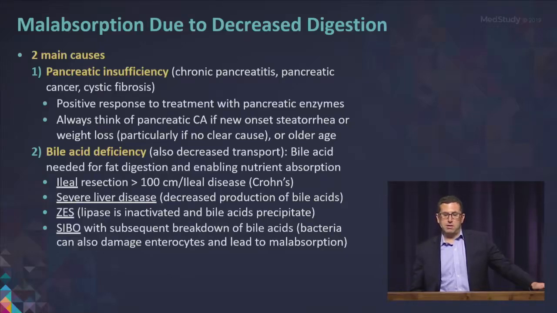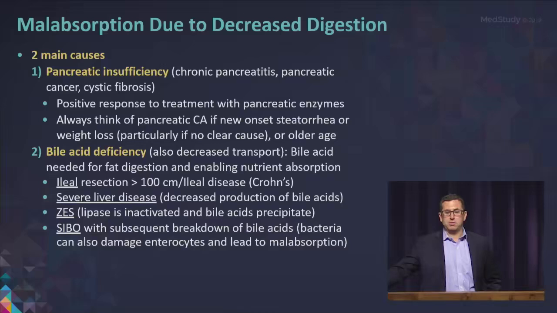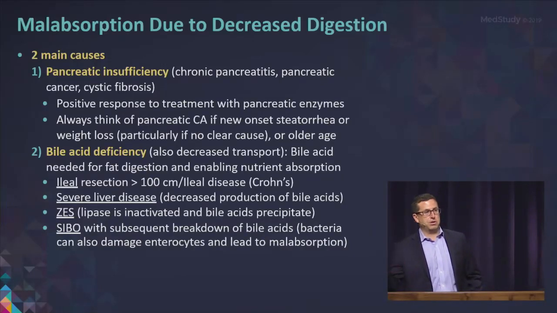So now we're going to switch gears and talk about decreased digestion as a cause of malabsorption. Really, there are two main causes. One is pancreatic insufficiency, and the other is bile acid deficiency. Pancreatic insufficiency, for example, could be seen in chronic pancreatitis. These patients will have a positive response to treatment with pancreatic enzymes, and it's important to note that you should always think of pancreatic cancer in these settings because this obviously needs to be ruled out before you could assume that someone just has chronic pancreatitis.